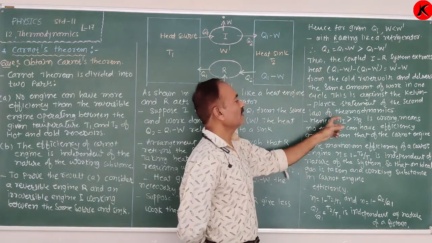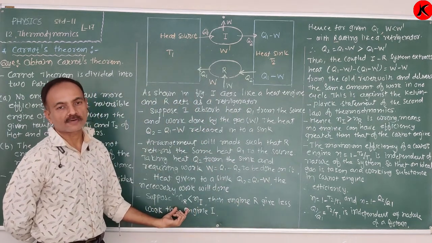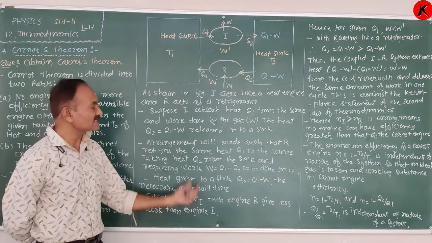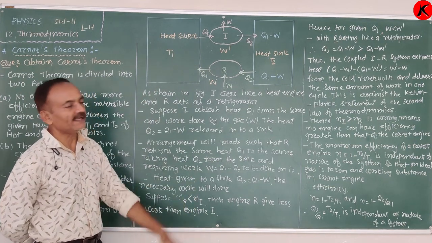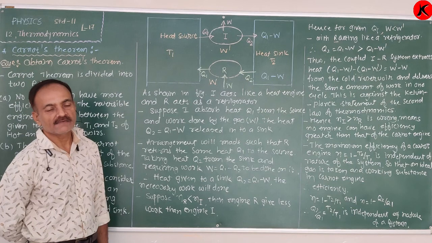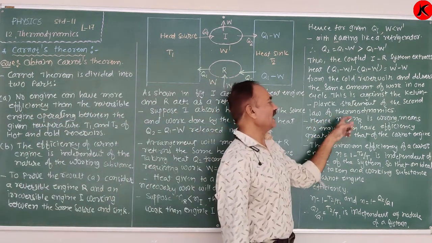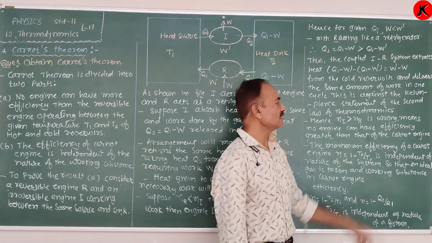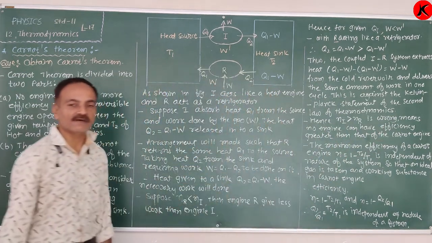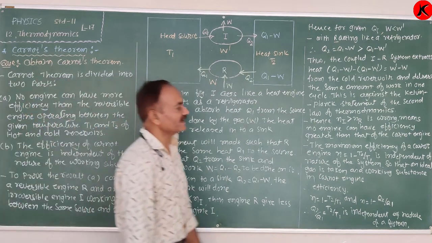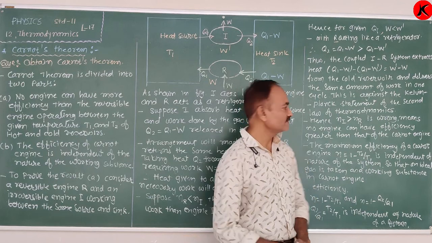Right? Therefore, hence the assumption ηI > ηR is wrong. Therefore, the efficiency of an irreversible engine is greater than the efficiency of a reversible engine is false. It means the efficiency of a reversible engine is always greater than the efficiency of an irreversible heat engine.